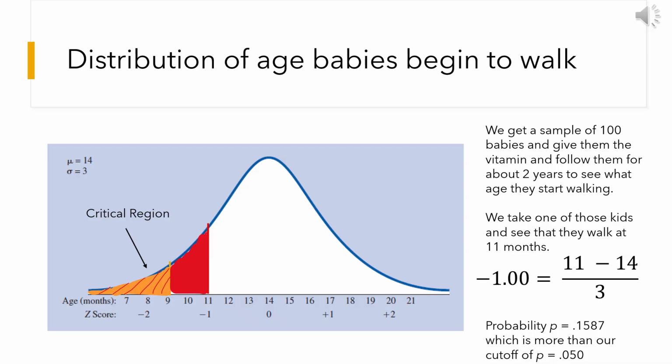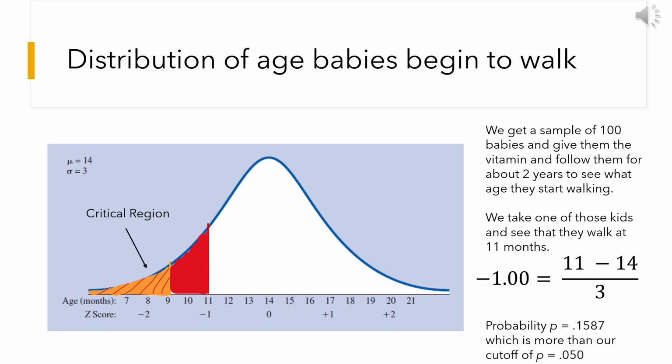By the way, what if we found out that the child who took the vitamin actually started walking at 11 months, which corresponds to a z-score of -1? Well, that's outside of the critical region. And if you look that up in the normal distribution table, you find a p-value, a probability of 0.1587, which is a lot more than the cutoff of p equals 0.05. That's the alpha level that we set, right?